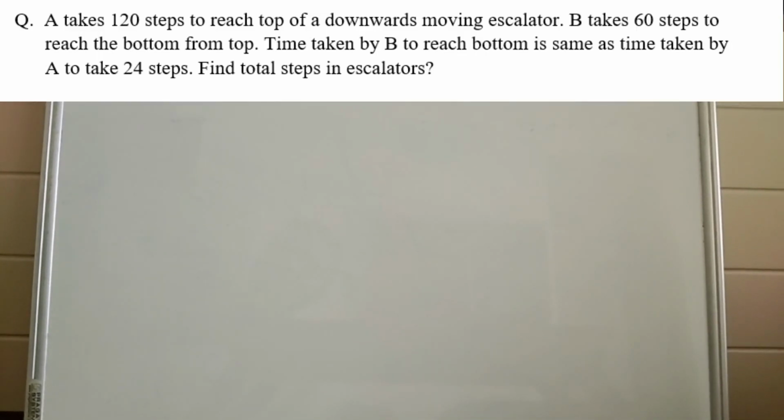A takes 120 steps to reach top of a downwards moving escalator. Okay, so the person A is going upwards and the escalator is moving downwards. B takes 60 steps to reach the bottom from top. The time taken by B to reach bottom is same as the time taken by A to take 24 steps. Find the total steps in escalators.